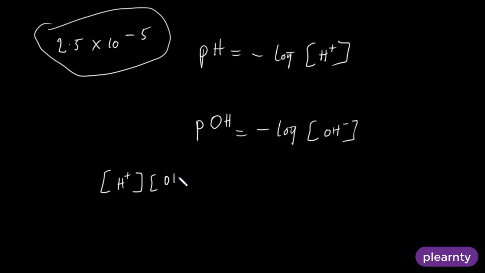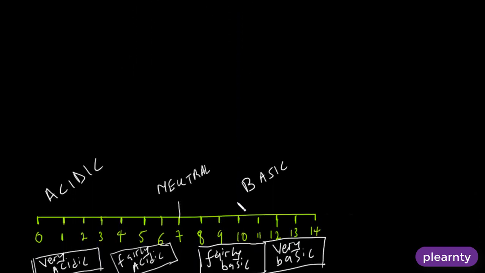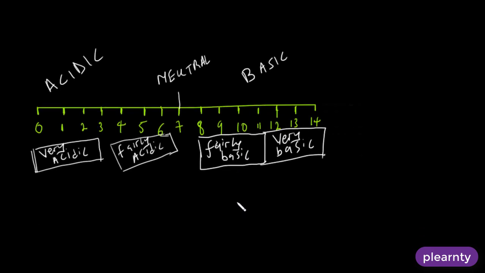1.0 times 10 raised to power minus 14 molar square. So for that same reason, when you add pH and pOH together, it will always give you 14. So pH plus pOH is equal to 14. And the value of pH could range from 0 to 14. Likewise that of pOH as well.